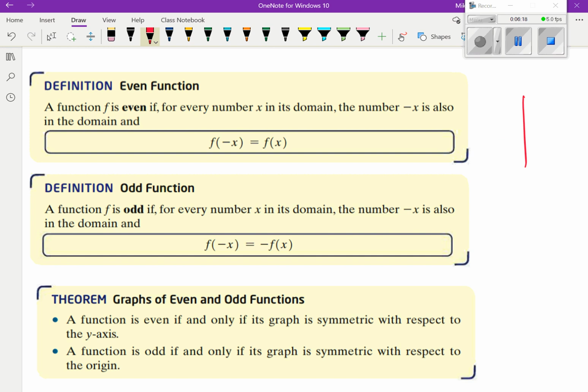So when we take a look at that, if here's going to be some x value, there's going to be negative x. This will be symmetrical if f of x is going to be the same height as f of negative x. So if those two match, so they're going to be symmetrical over the y-axis, then we have an even function.